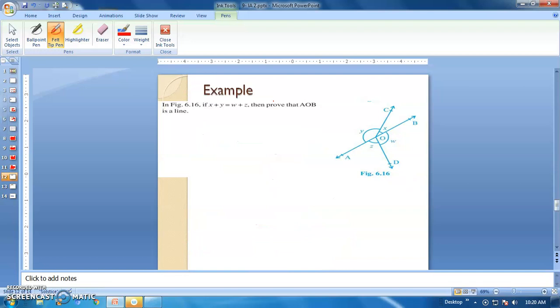Right, look at this question. In the figure, if x plus y equal to w plus z, then prove that AOB is a straight line. It's a line. Okay. So AOB is a line means, what about the angle? 180 degree, straight line angle 180 degree. So it is enough to show that angle AOB equal to 180 degree. Okay, then that's why it will become a straight line.